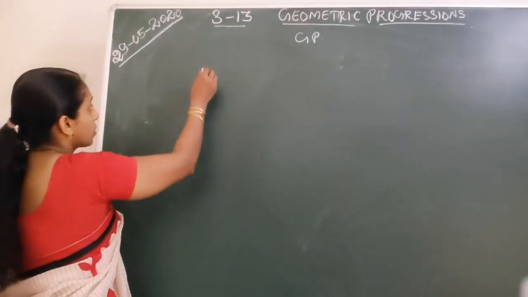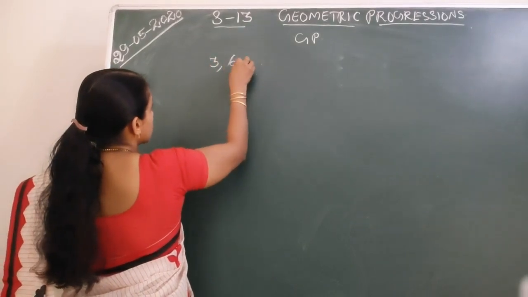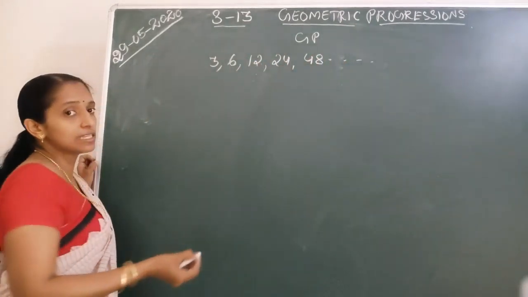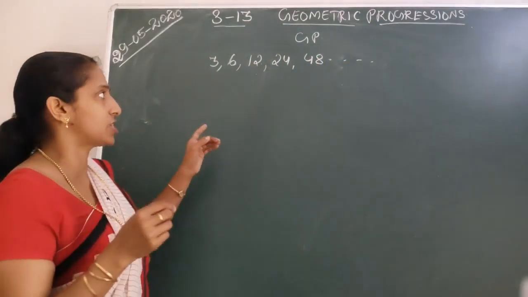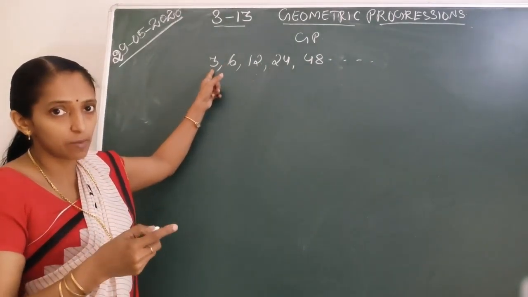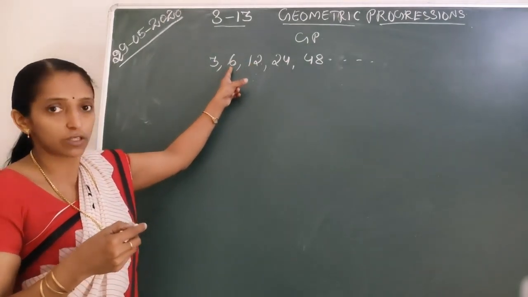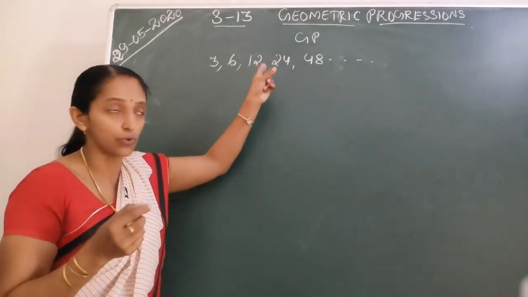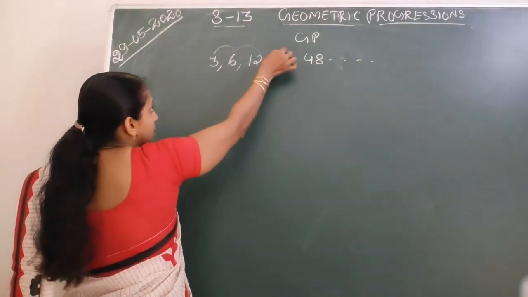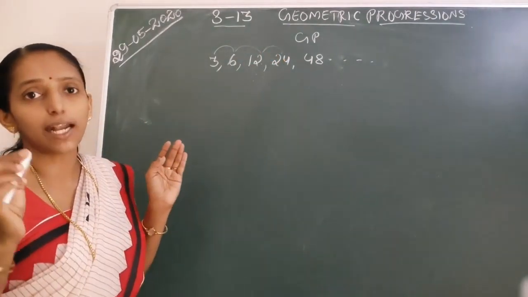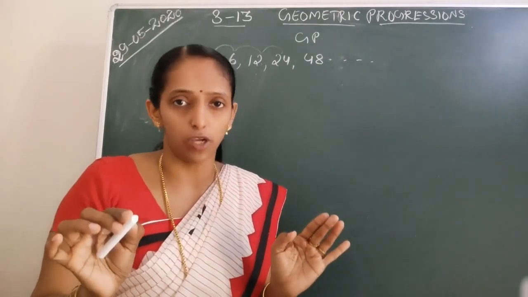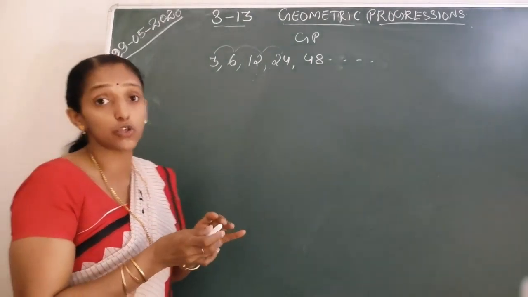If you take a progression, see 3, 6, 12, 24, 48, etc. This series is in GP, geometric progression. That means you can see 6 divided by 3 is 2, 12 divided by 6 is 2, 24 divided by 12 is 2. So you are having a common ratio between two consecutive numbers. That type of series is known as geometric progression. So today we are going to deal with geometric progressions.